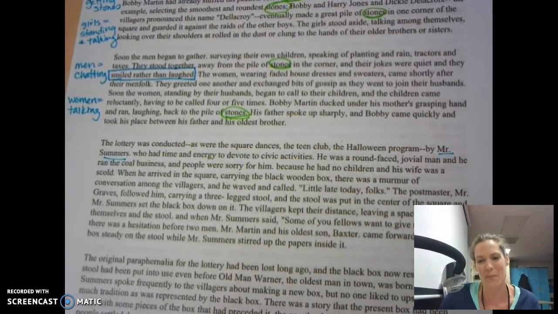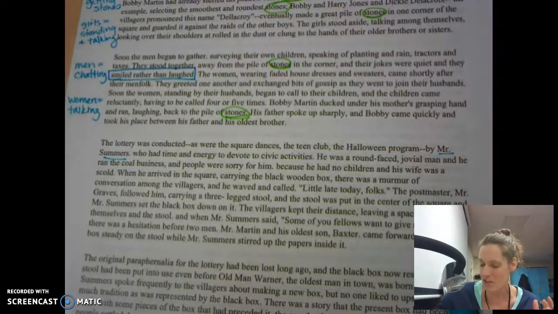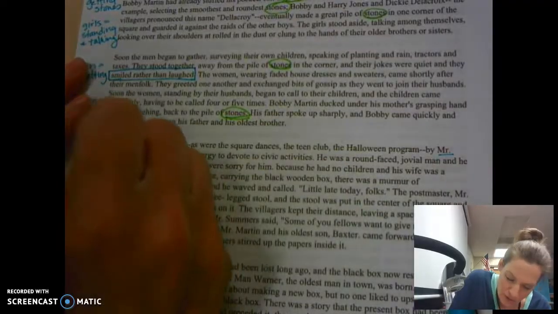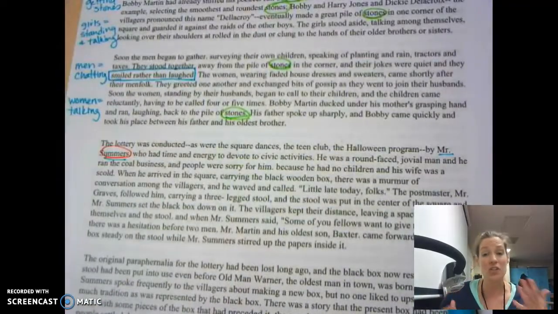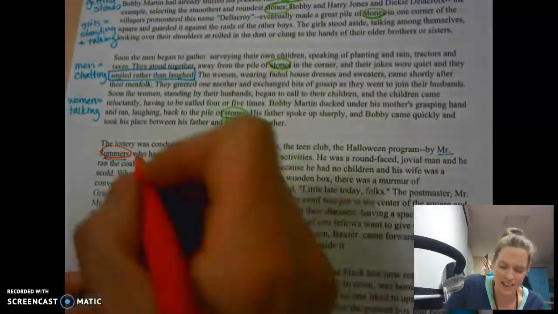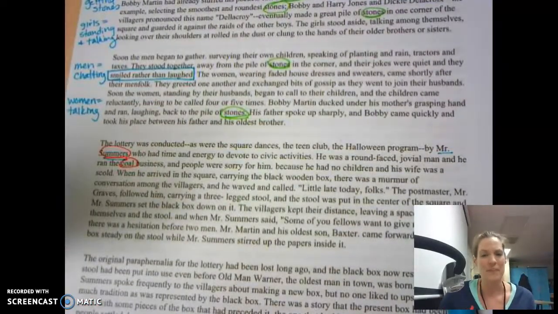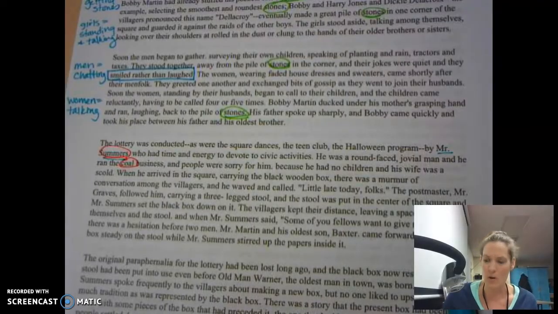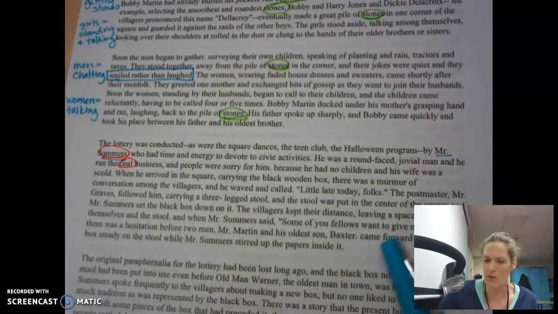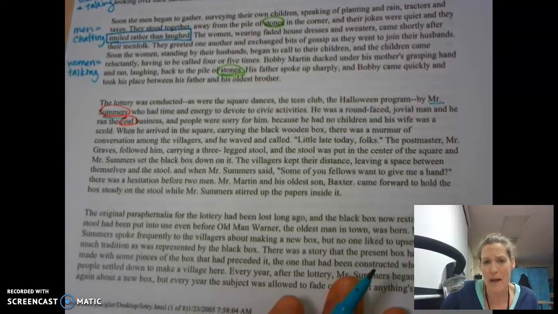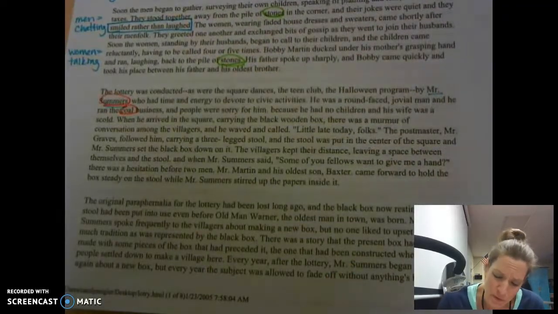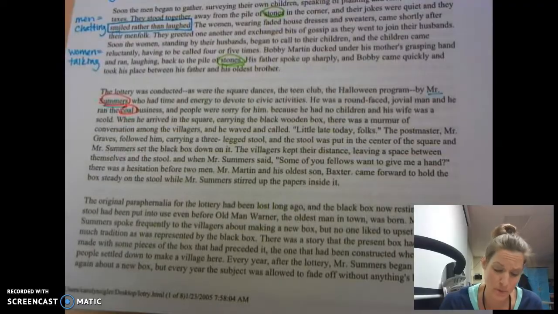So this would be a first example of that juxtaposition that I mentioned. Mr. Summers, and when we think of summer, we think bright and cheery and pretty colors. And then he ran the coal business. And when we think of coal, it's not bright and cheery and summery. Coal is, of course, black. And so we're getting into these darker colors. I wonder if that means anything, maybe not. "And people were sorry for him because he had no children and his wife was a scold."